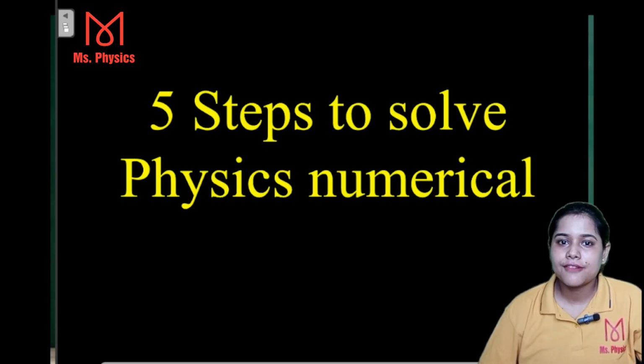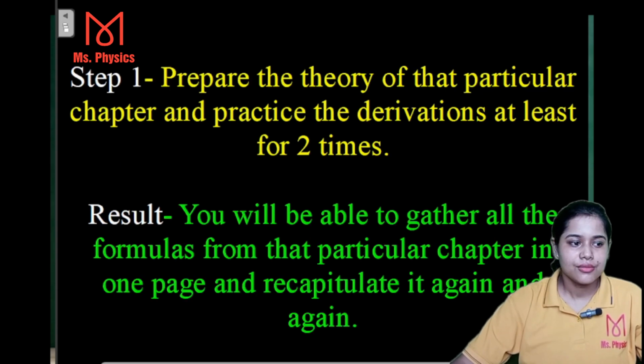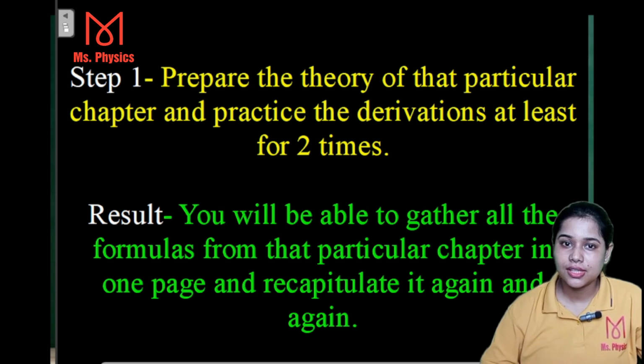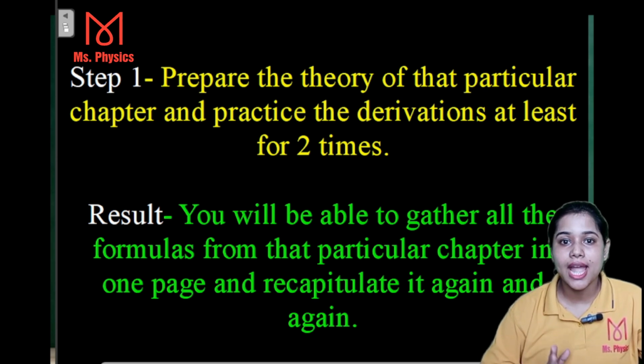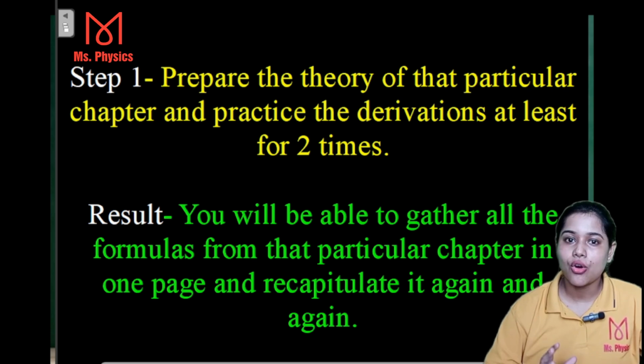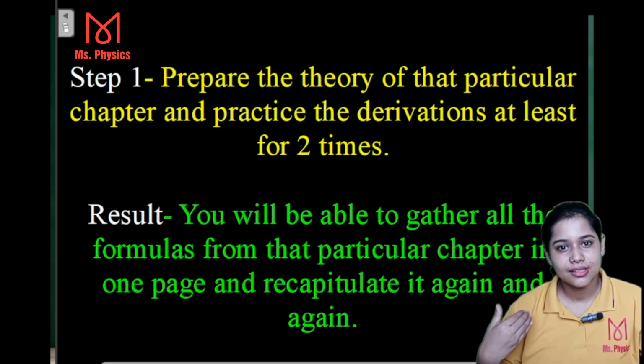So here you have 5 steps to solve any physics numerical. Now, in the first step, you just go through the theory and you practice the theory at least 2 times. Okay, and then you gather all the formulas in a particular page or in a notebook, whatever you want, and then just go through it again and again.